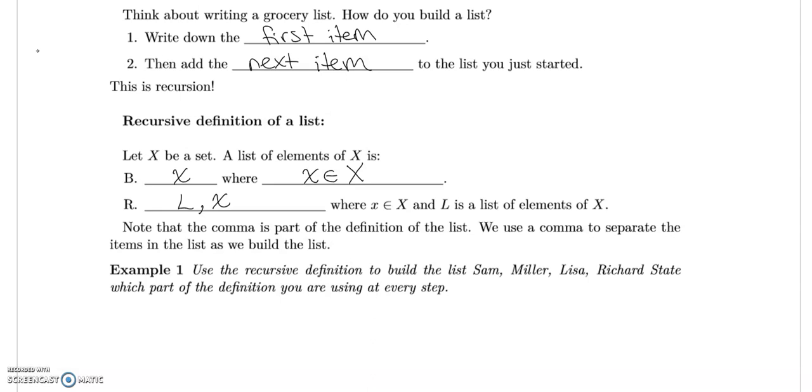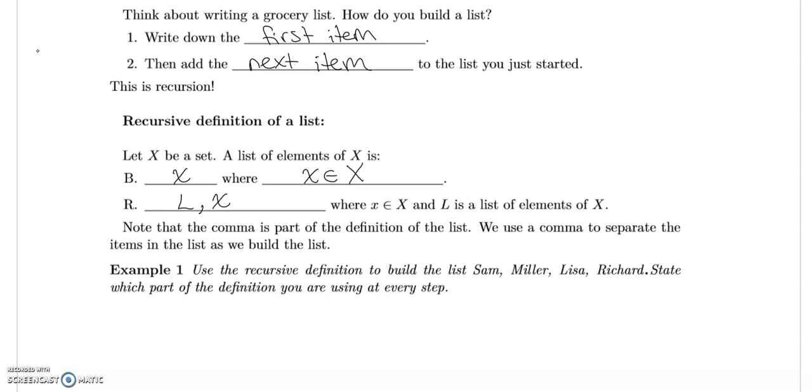So note that the comma is part of the definition of the list. Remember, they're highly important. So we're going to use the comma to separate the items on the list that we already had and then this new list that we built by tacking on this last kind of item at the end. So let's use the recursive definition to build the list Sam, Miller, Lisa, Richard. And then we're going to state the part of the definition that we use at every step.